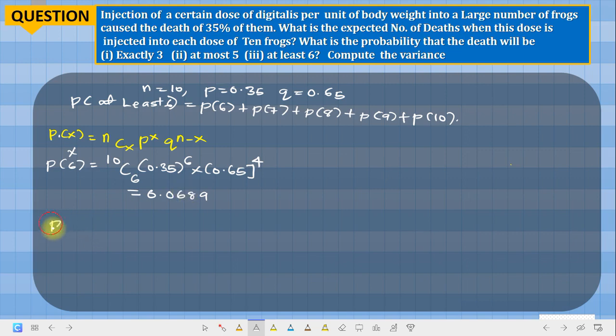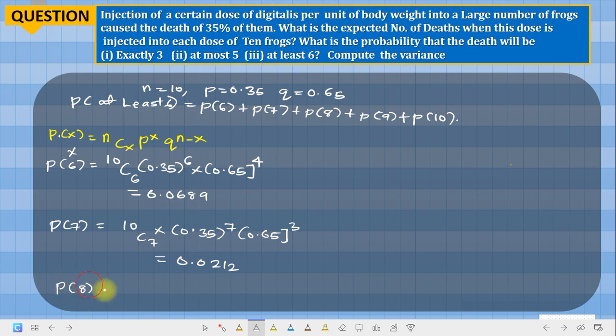Now, this is P of 7, the probability that 7 will die. Of course, we know it's 10 combination 7 times 0.35 raised to the power of 7, bracket 0.65 raised to the power of 10 minus 7. Of course, we know that 10 minus 7 is 3. So we can change this to 3. This is raised to the power of 3. And when you compute this in your calculator, it's going to give us 0.0212.